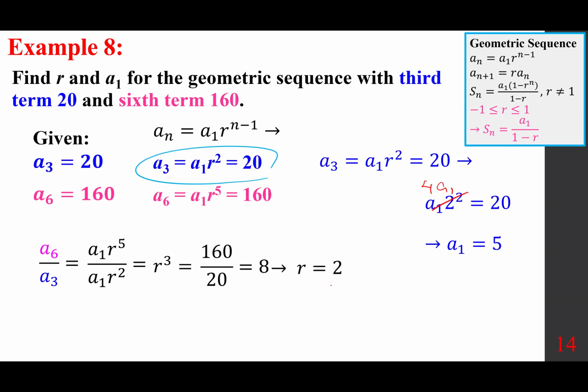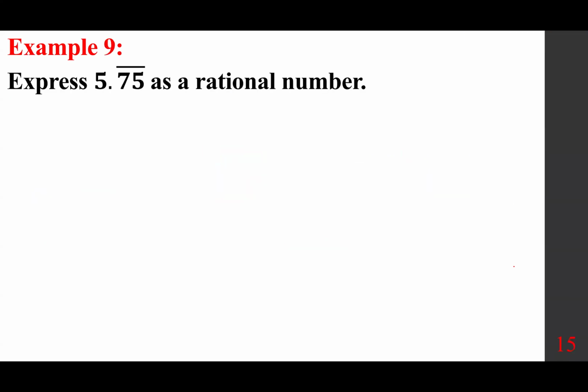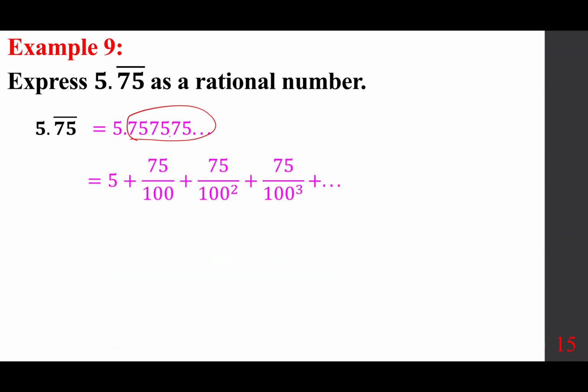So we have R as well as A sub 1. What about 5.75 repeating? Let's also look at this one in the same manner by noticing that it's 5.75 and 75 repeats. So we are interested actually in finding this part because 5 is clear. We can write it in 2 ways: fractional format, decimal format.